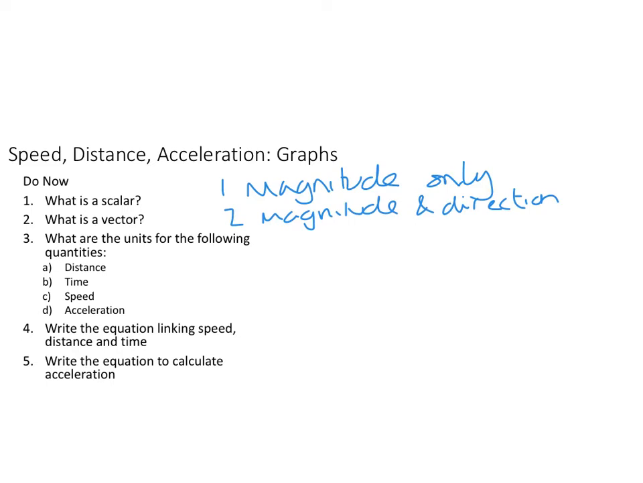Okay, so our key one here is when we're looking at magnitude only, we're looking at speed or distance. When we're looking at magnitude and direction, we're looking at velocity or displacement. Talking about distance, what are the units for distance? It's meters. And remember that's R-E-S at the end, not E-R-S. And that's an M.